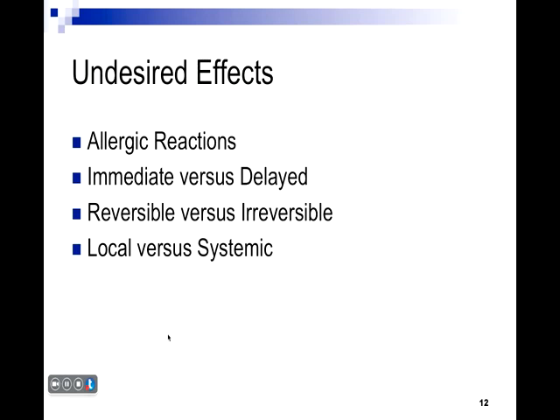You can also have undesired effects from many chemicals. For example, you could have allergic reactions, immediate versus delayed effects, reversible versus irreversible, local versus systemic. An allergic reaction requires an immune component. With an allergic reaction, you're first exposed to the chemical, you develop antibodies against that chemical, so the next time you're exposed, you'll have a reaction to that chemical. And this can range from a mild skin rash to something that could be life-threatening, like an asthmatic reaction, like you might see with some of the isocyanates. So allergic reactions do happen with a lot of chemicals, particularly for skin type of allergies.